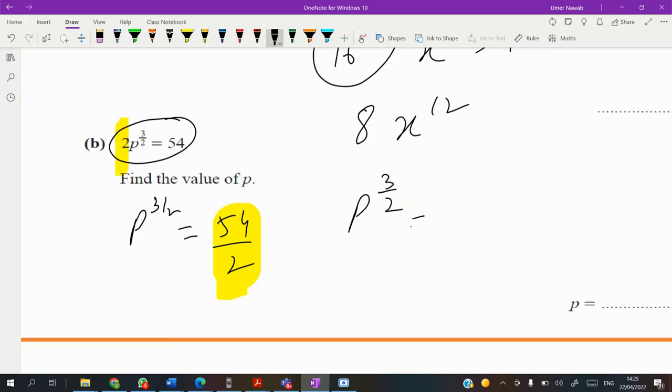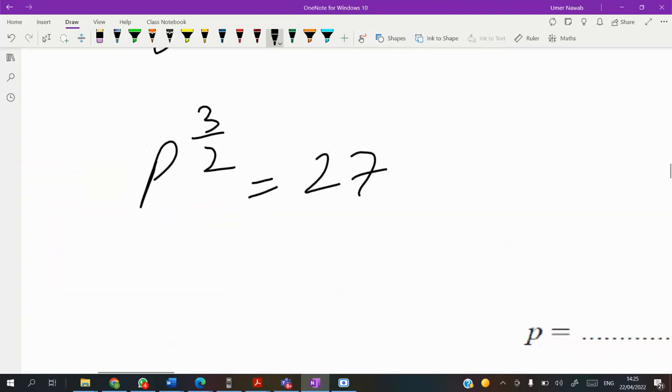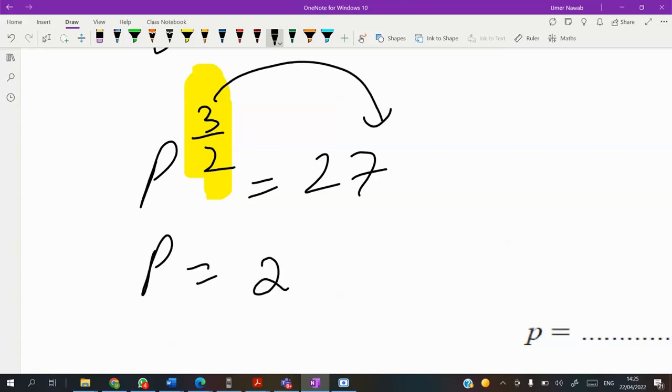So 3 over 2, it is equal to 27. Now, new thing I'm going to tell you now, whenever you want to send the power to the other side, the power flips. What is the rule? This is 3 over 2. When the 3 over 2 goes to the other side, on the other side the power will be 2 over 3. This is the rule.